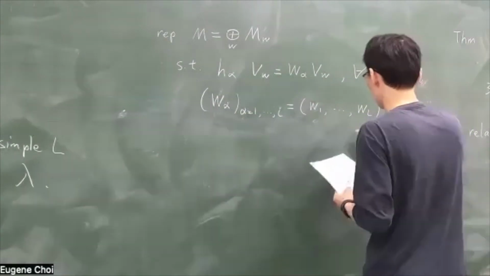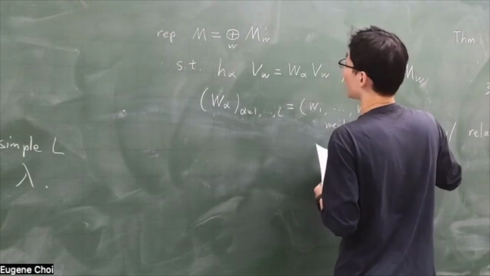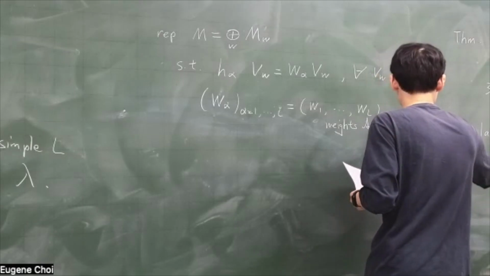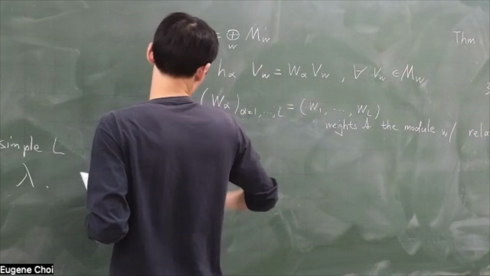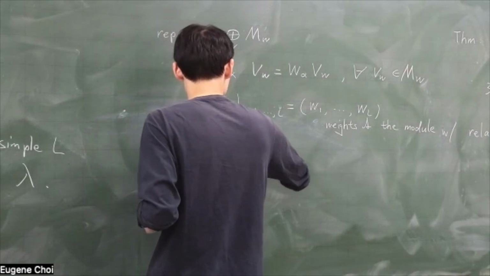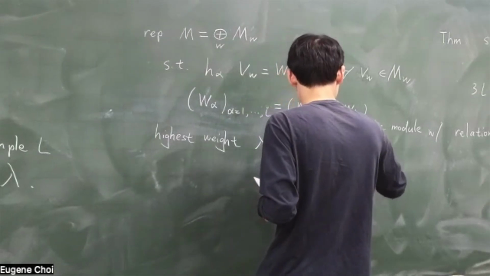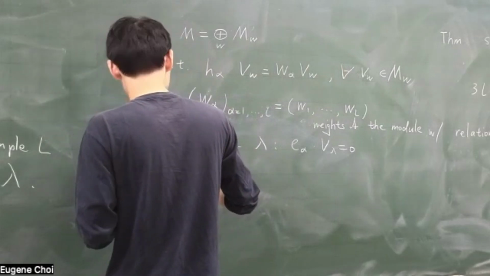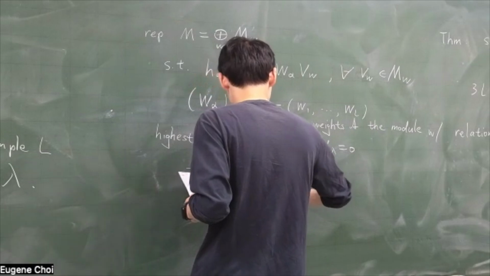I think you understand this. This is called the weights of the module. In particular, for the highest weight, there exists a highest weight, which is exactly given by this little lambda, the dominant one. E_alpha acting on the vector is 0, so it annihilates this, and this is called the highest weight module.